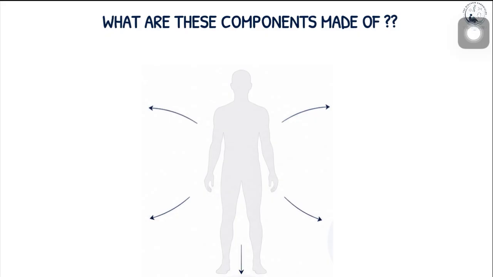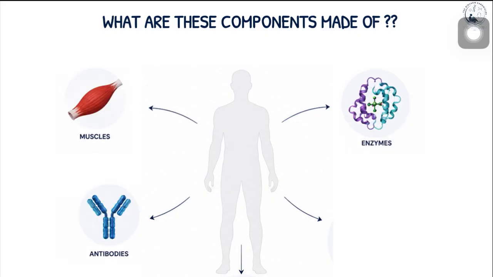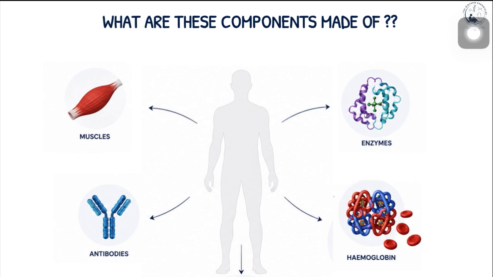So, in our body, we have enzymes, muscles, antibodies, hemoglobin, right? So, what are all of these made up of? They're all made up of proteins. But enzymes have a different function, like they catalyze reactions. Antibodies have a role in immunological function. All of these are proteins, but how do different proteins have different functions?